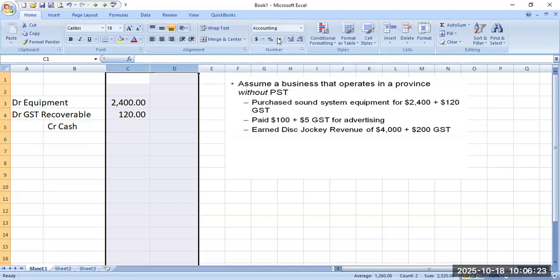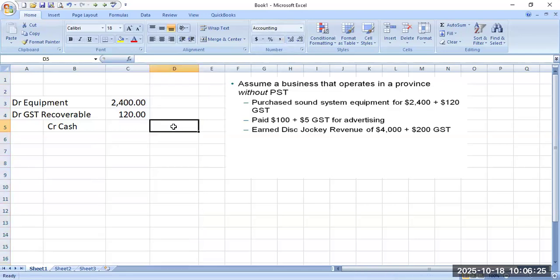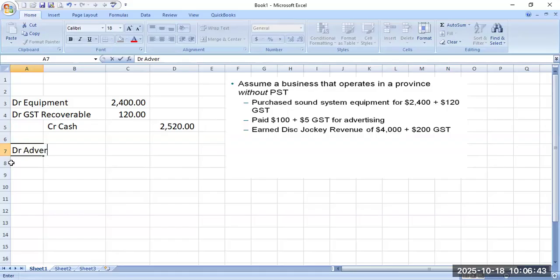Just some adjustments here. Go to this one, plus 1,000 cash. Okay, next one. We paid for advertising. Debit advertising what? Expenses. Don't forget the expense, right?